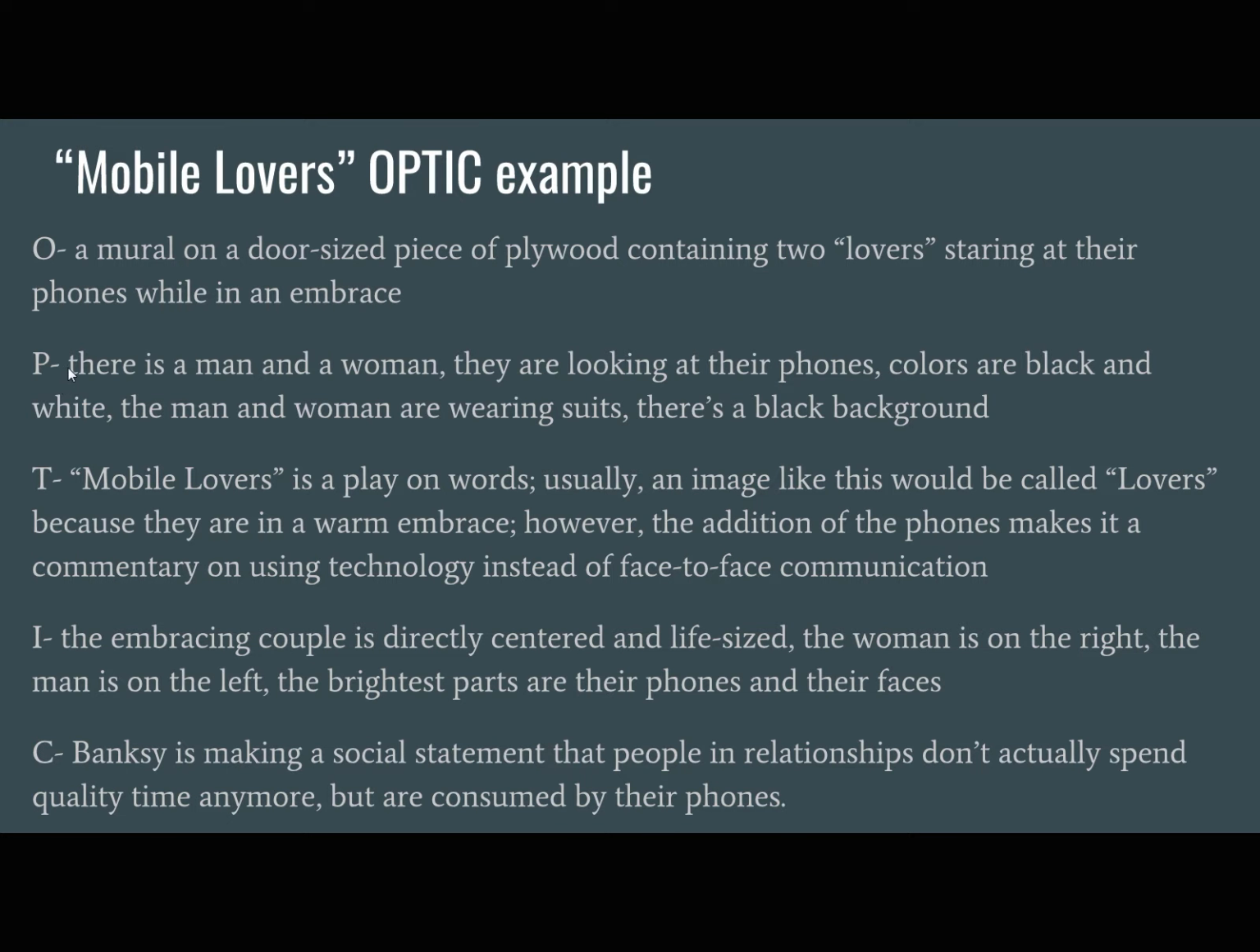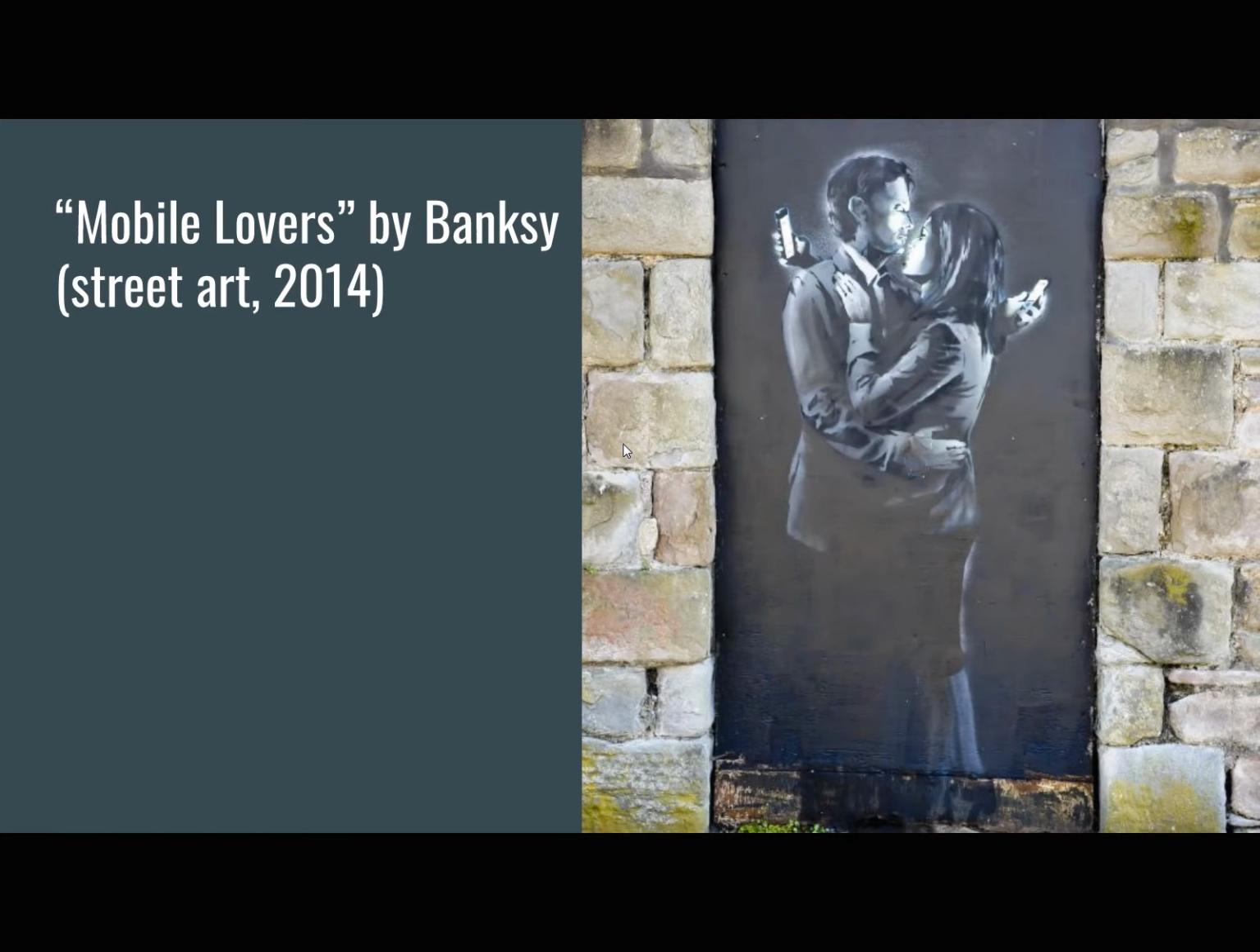P, parts, right? There's a man and a woman. They're looking at their phones. Colors are black and white. The man and the woman are wearing suits. There's a black background. All of these things are just details from here, right?